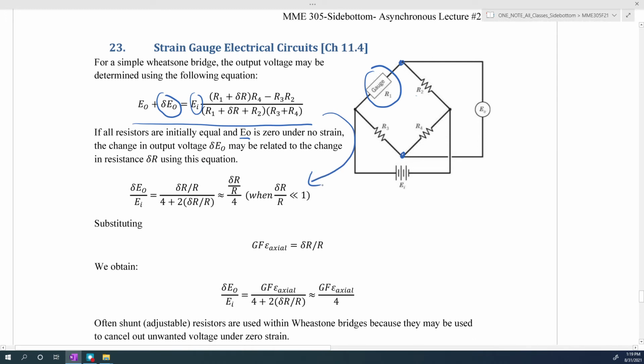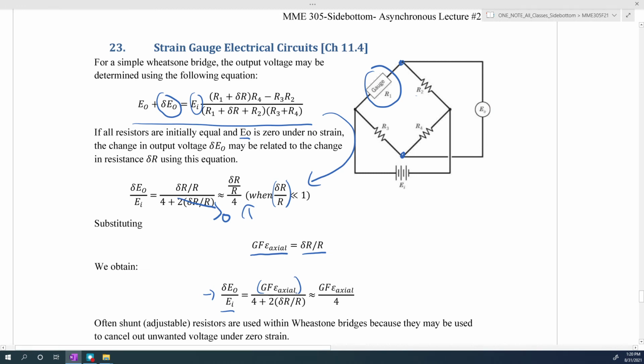Now in most cases, the change in resistance compared to the original resistance is going to be very, very small. So we can basically set this term on the denominator equal to 0, and this equation simplifies even more. If we substitute in the relationship we defined earlier for the gauge factor and the change in resistance, our change in output voltage over our excitation voltage becomes a function of the gauge factor instead of the change of resistance.